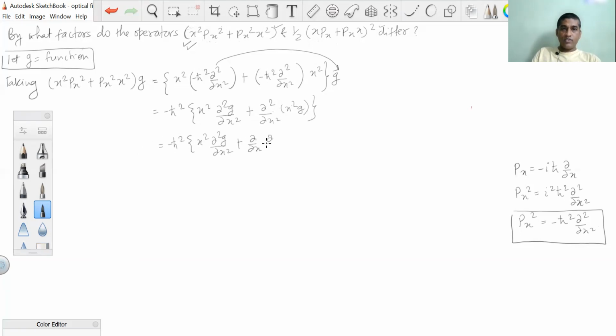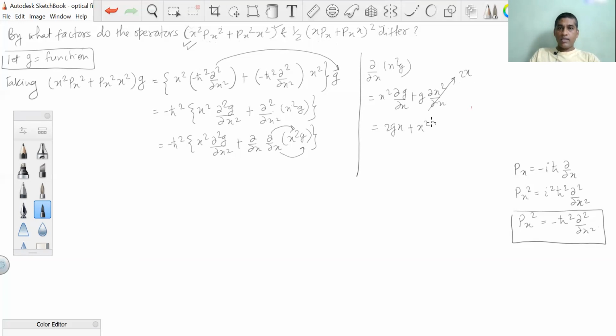Okay. So we have second order derivative. We can write in this way. Okay. Now this operator will operate on x square as well as on g. So we use the chain rule. Okay. So let me write in rough. So we get x square, g is free, del g by del x, plus next g is taken as constant. So we have del x square by del x, and this gives me twice x. So we get twice g x plus x square del g by del x. So we can write minus h bar square x square del square g by del x square plus del by del x, and we have twice g x plus x square del g by del x.